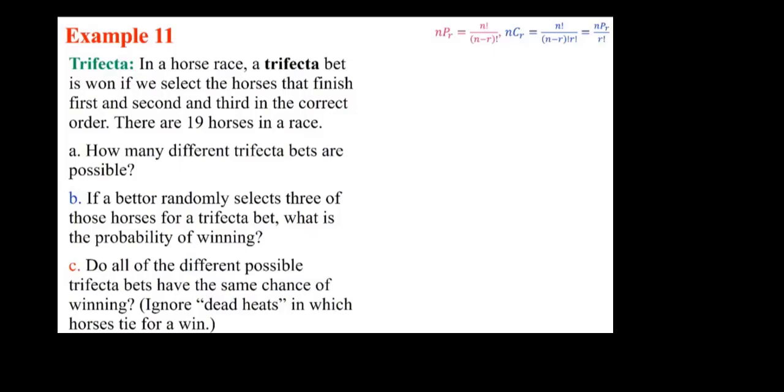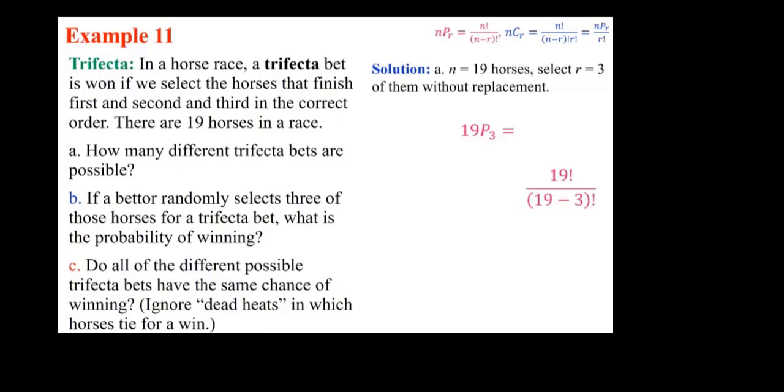Now we need to figure out whether order is important or not. Because a trifecta refers to finding out the proper order of winning the race, it is a permutation of 19 choose 3, n factorial over n minus r factorial, and you take it from there. The denominator is 16 factorial, and for the top we can write 19 times 18 times 17 times 16 factorial. You end up with 5,814.